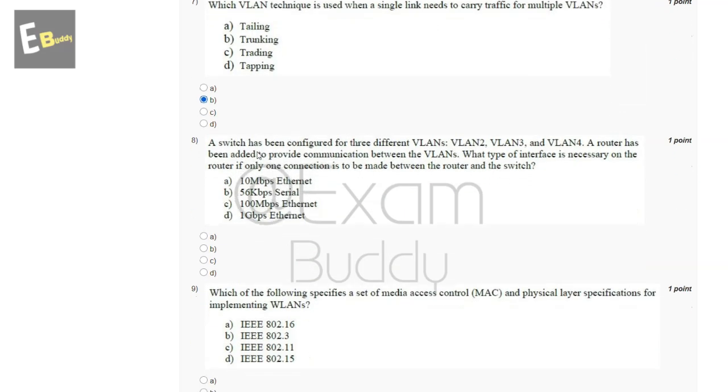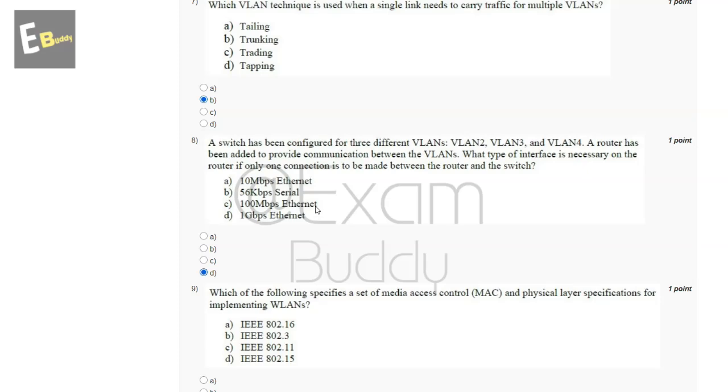A switch has been configured for three different VLANs, VLAN 2, VLAN 3, and VLAN 4. A router has been added to provide communication between the VLANs. What type of interface is necessary on the router if only one connection is to be made between the router and the switch? So these are the options, and the answer of our eighth question is D, 1 Gbps Ethernet.